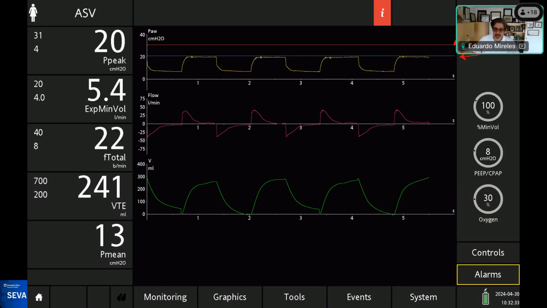Rob, any other comments about this? No, it's just that what you just said is another way to maybe stimulate the patient to make a bigger effort, because the ventilator won't give them any more than a certain tidal volume based on that pressure.